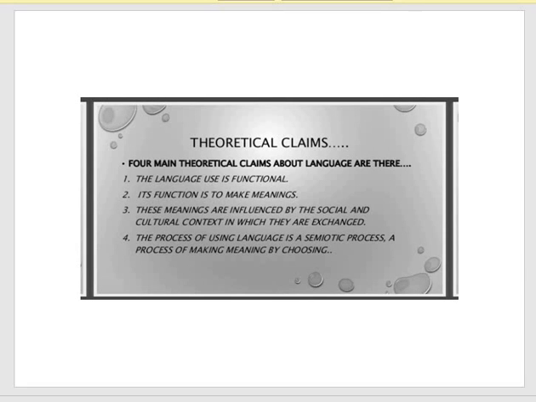Theoretical claims. Four main theoretical claims about language are there. The language used is functional. Its function is to make meaning. These meanings are influenced by the social and cultural context in which they are exchanged. The process of using language is a semiotic process, a process of making meaning by choosing.